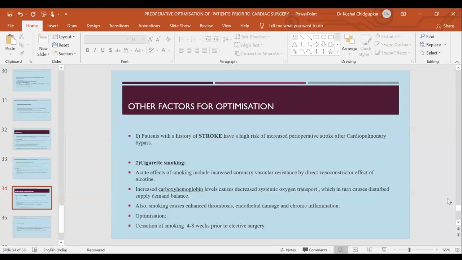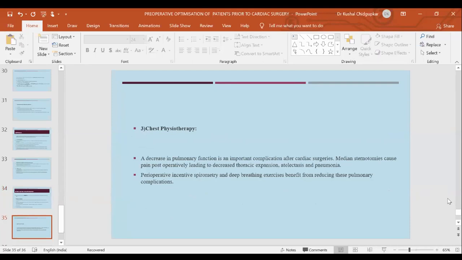And the last factor is chest physiotherapy. A decrease in pulmonary function is important because we do median sternotomies and thoracic expansion will be limited, and then chances of atelectasis and pneumonia could happen. So perioperative chest physiotherapy should be encouraged if the patient is planned for an elective surgery.